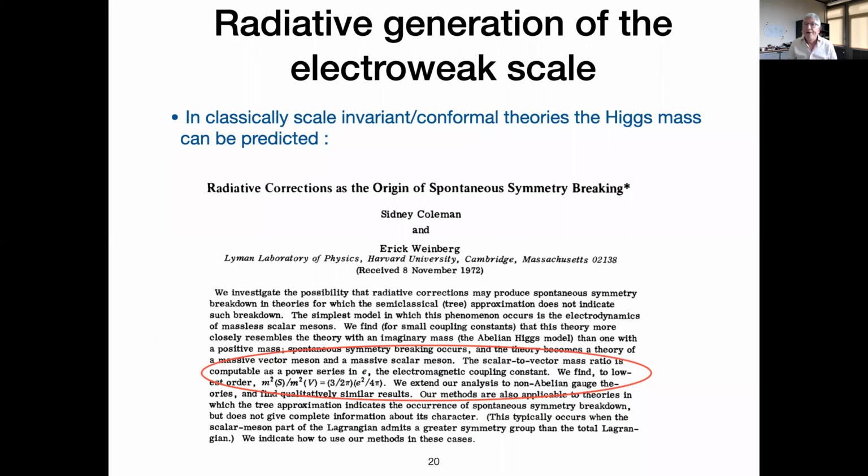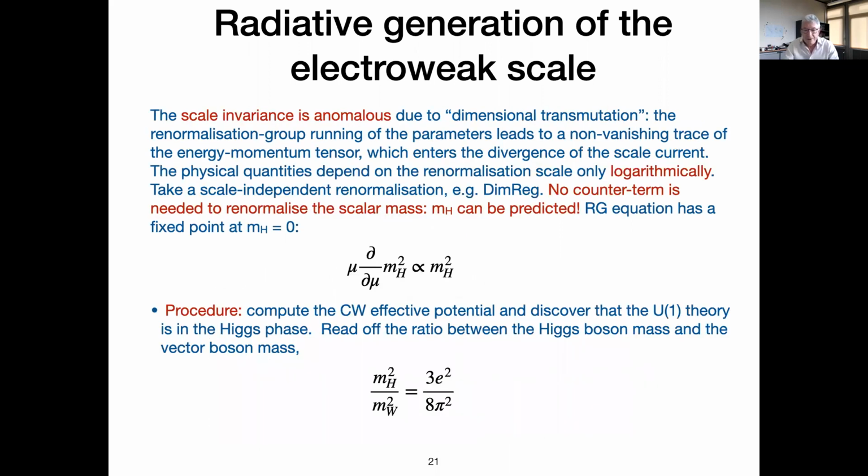Now, if you take this theory, then the radiative corrections generically generate a mass scale for the scalar particles. And this comes from a famous paper by Coleman and Weinberg, well, 50 years ago. So what happens there? You start with a theory which is at the classical level scale and conformally invariant. And then there is an intrinsic scale in this theory associated with the conformal anomaly, with the breaking of scale invariance due to dimensional transmutation, whatever you call it.